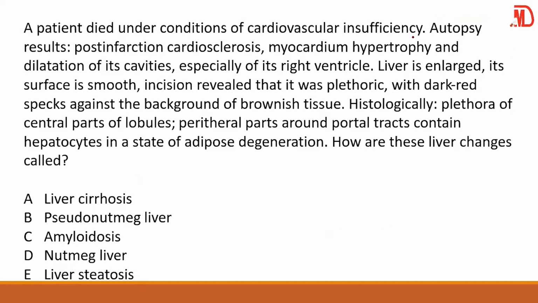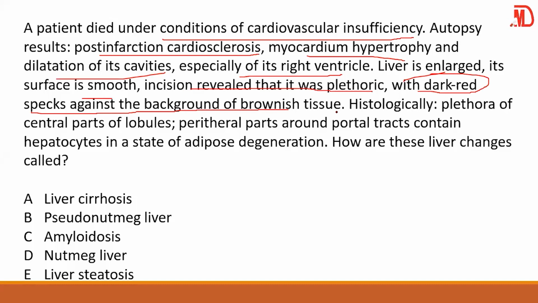A patient died under condition of cardiovascular insufficiency. When we say cardiovascular insufficiency, it means the heart cannot really meet the demands of the body, isn't it? Autopsy results show post-infarction cardiosclerosis. Again, that goes on to confirm that there's cardiovascular insufficiency. Look at it. There's myocardium hypertrophy. That means it has become big. There's dilatation of the cavities, especially its right ventricle. Then the liver is enlarged. Surface is smooth. Incision revealed that it was plethoric, with dark red specks against the background of brownish tissue.